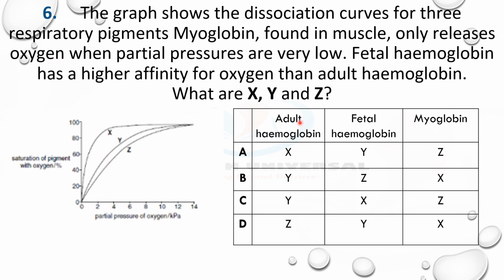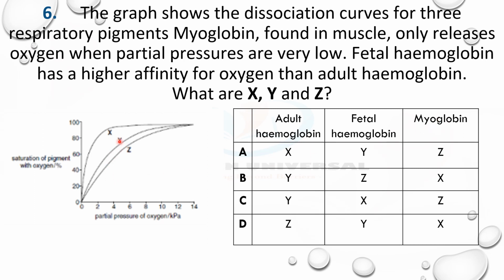So is it adult hemoglobin? No, because it releases oxygen at low partial pressure. Is it fetal hemoglobin? Well, it has high affinity, but it doesn't hold oxygen at this low partial pressure. Is myoglobin likely the answer? So the option can be either B or D, because they have X for myoglobin. Let's go to the next one.